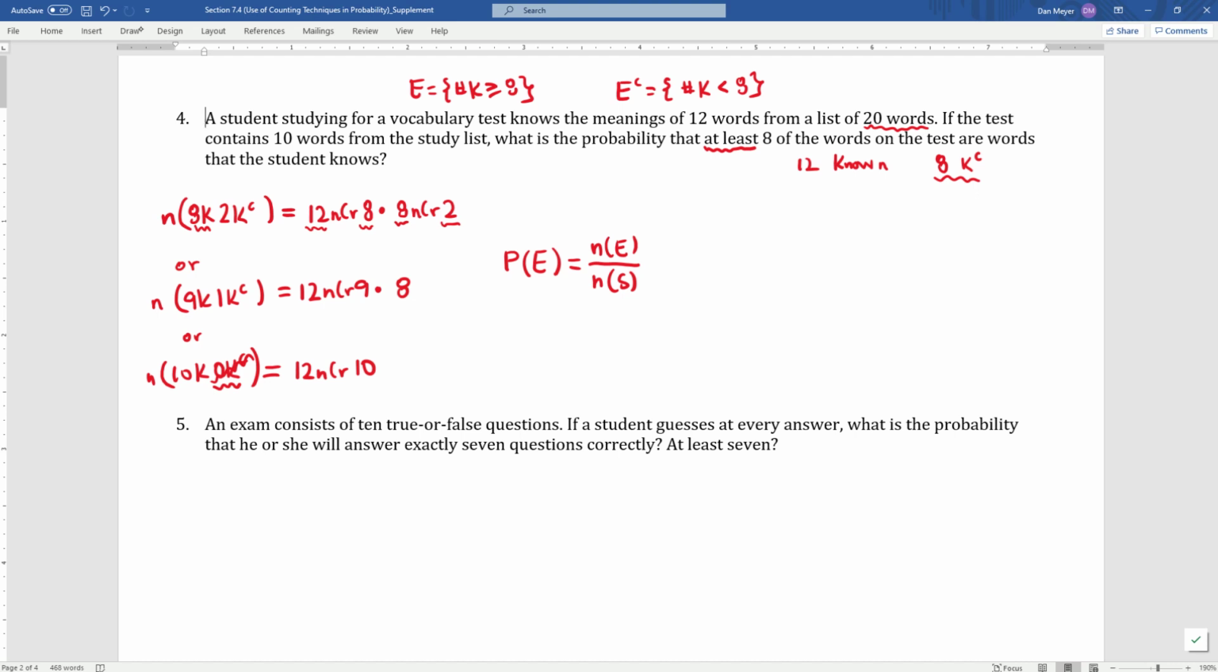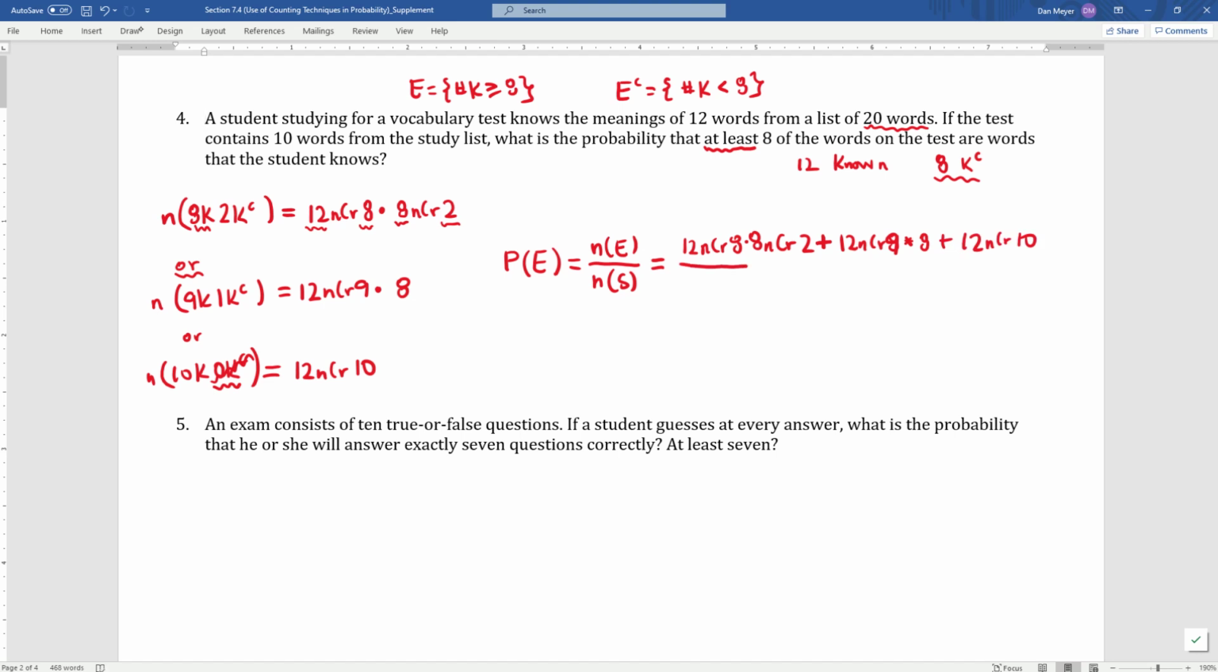All right, we just found the number of ways to make a test with 8 known words. That's again 12 choose 8 times 8 choose 2, plus, that's the part of the partition here, plus 12 choose 9 times 8, plus 12 choose 10.